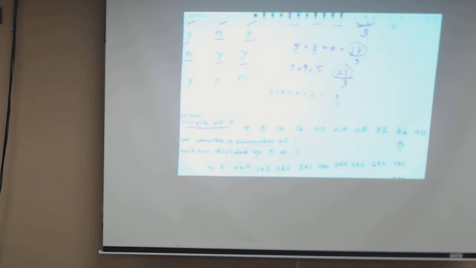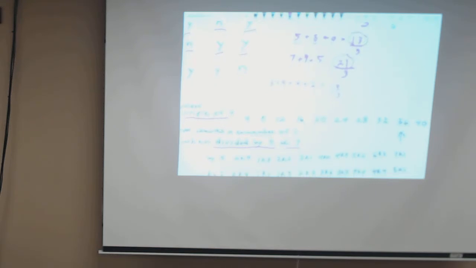How come I stopped at 40? Oh, because it leaves a remainder of 1 when divided by 5, when you divide by 5 or by 7. So let's divide by 5. 4 divided by 5 is 0, remainder 4. 8 divided by 5 is 1, remainder 3. 12 divided by 5 is 2, remainder 2. 16 divided by 5 is 3, remainder 1. Aha, I got a remainder of 1 here. You follow that?